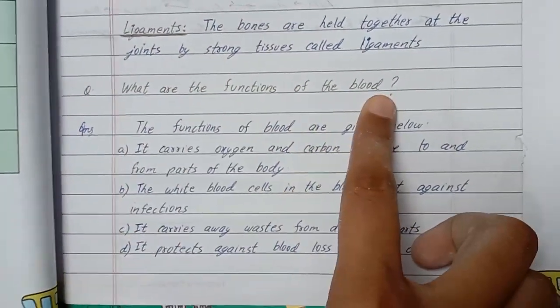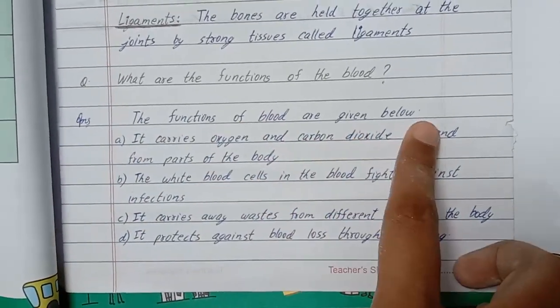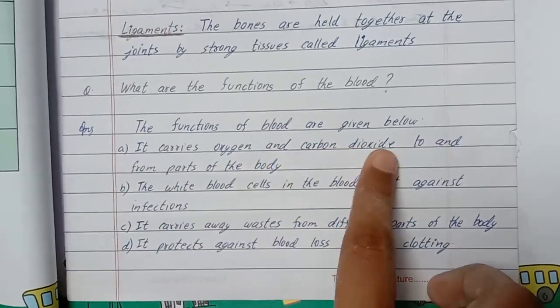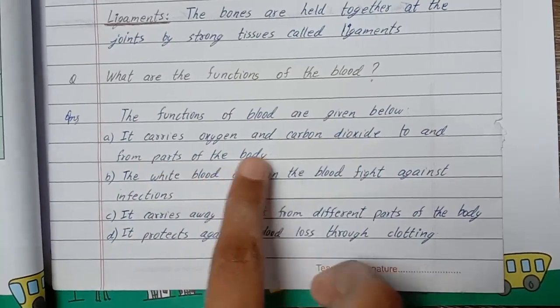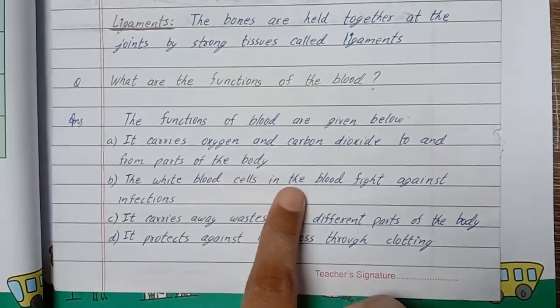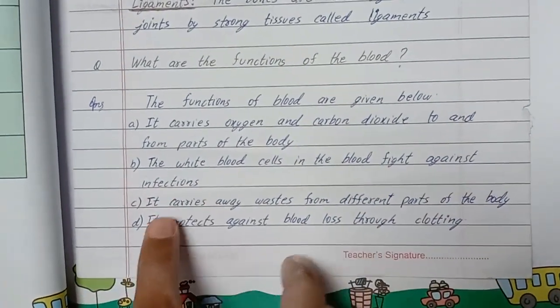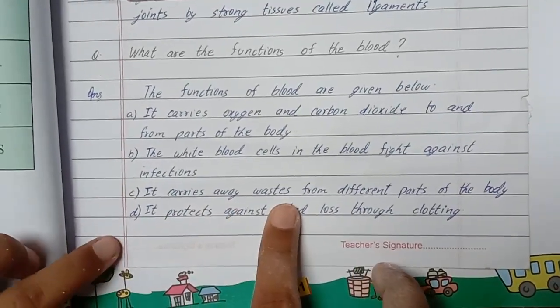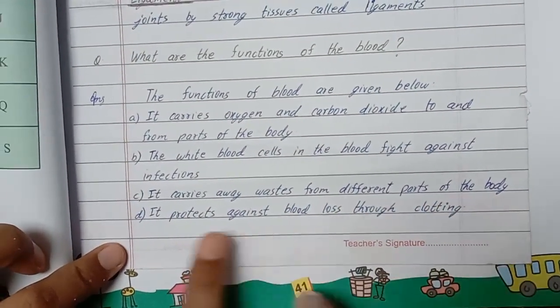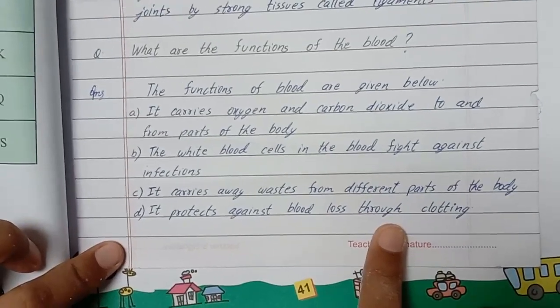What are the functions of the blood? The functions of the blood are given below. It carries oxygen and carbon dioxide to and from parts of the body. The white blood cells in the blood fight against infections. It carries away waste from different parts of the body. It protects against blood loss through blood clotting.